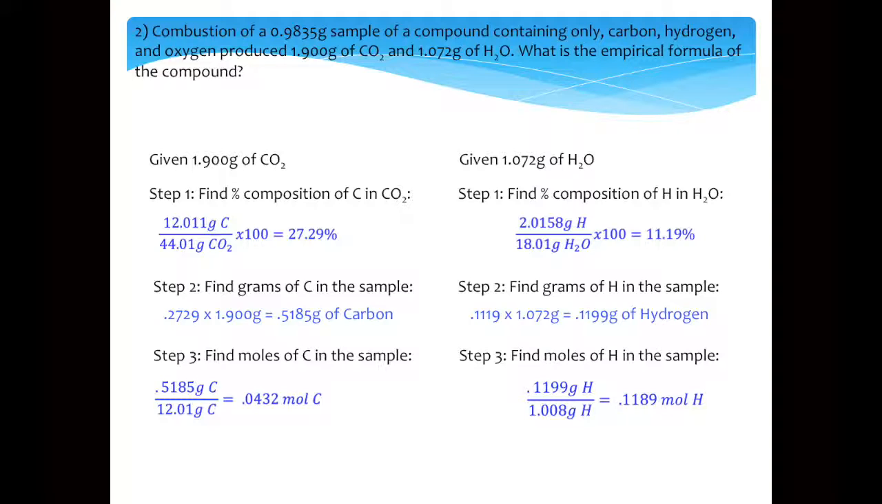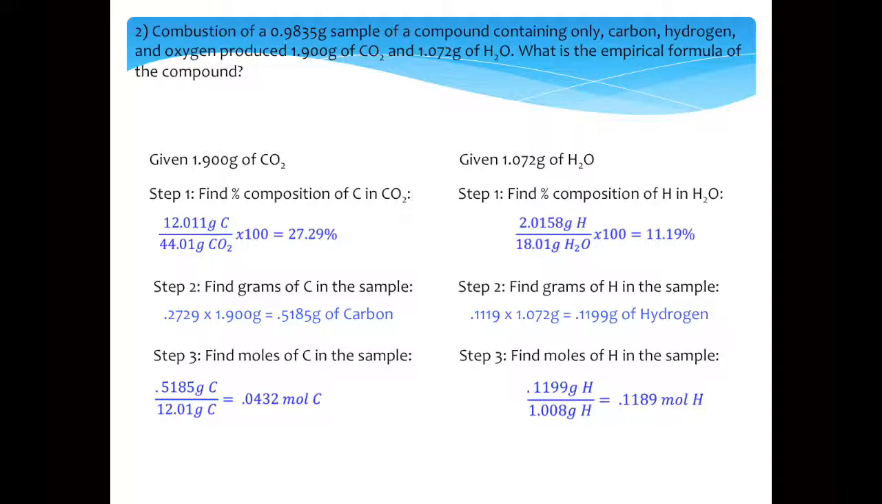Step 2 is to find the grams of carbon in the sample. We multiply the percent composition, 0.2729, by the mass of CO2 in the sample, 1.9 grams, to get 0.5185 grams of carbon. Then we have to find the moles of carbon in the sample. We divide 0.5185 grams of carbon by 12.01 grams of carbon to get 0.0432 moles of carbon in the sample. We repeat this process for hydrogen.